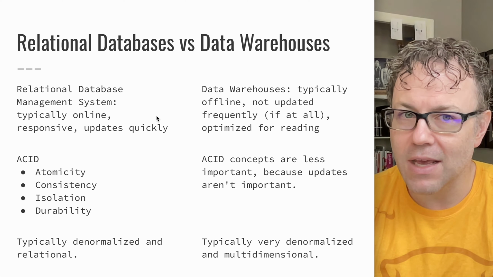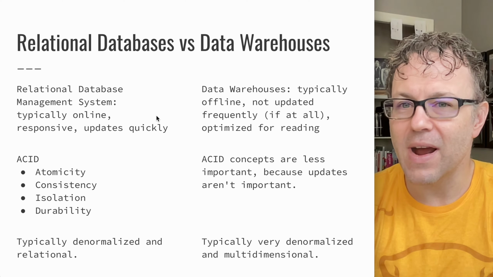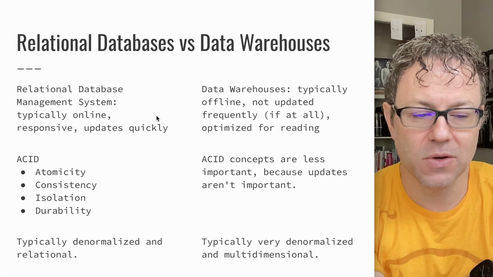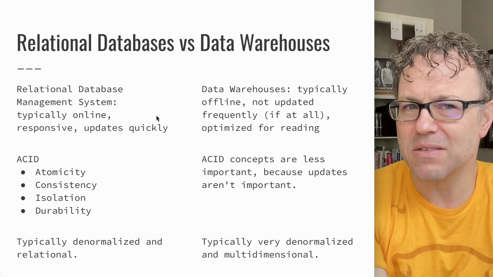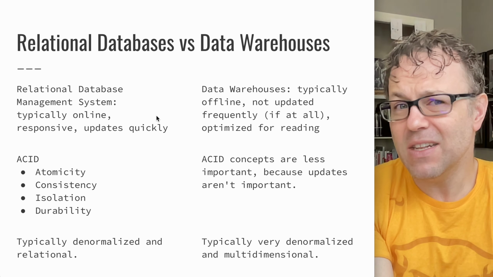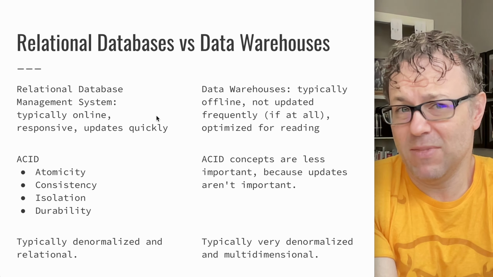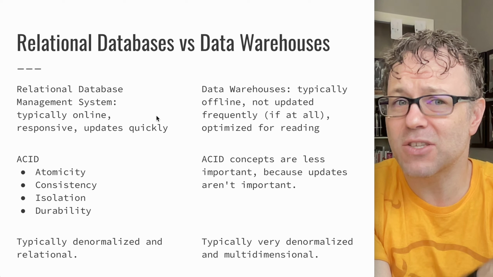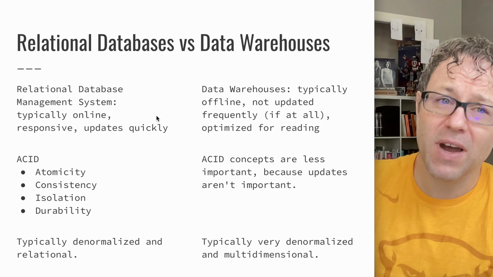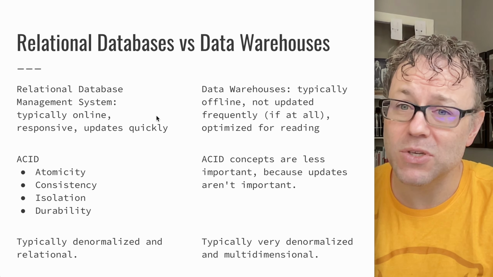Databases are also isolated. One read or write doesn't affect other reads or writes, so these different operations can essentially be separated from each other. And then they're durable. When we make an update, it's persisted. If the database crashes, that's still there. If we've identified that this atomic update has happened, we can be sure that it's still there.